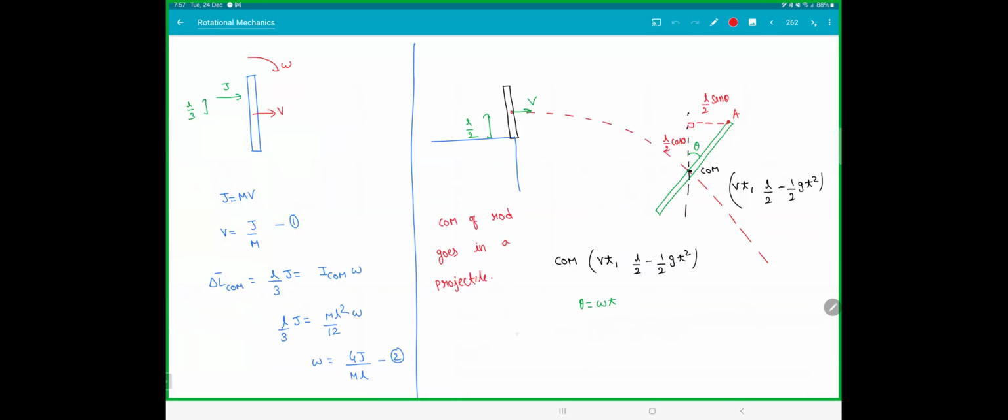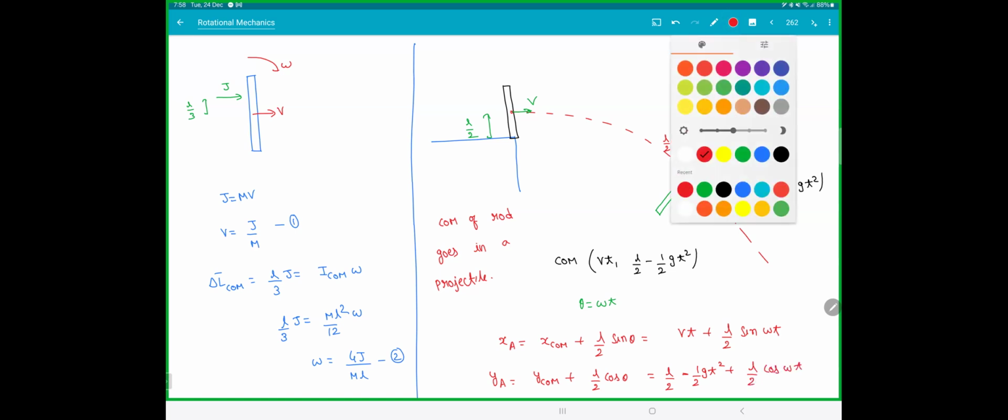So there you're done. The x coordinate of A will be x of center of mass plus that extra distance L by 2 sine theta, which is Vt plus L by 2 sine omega t. Similarly, the y coordinate of A will be y of center of mass, L by 2 minus half g t square, plus L by 2 cos theta, which is L by 2 minus half g t square plus L by 2 cos omega t. There, done. Check.